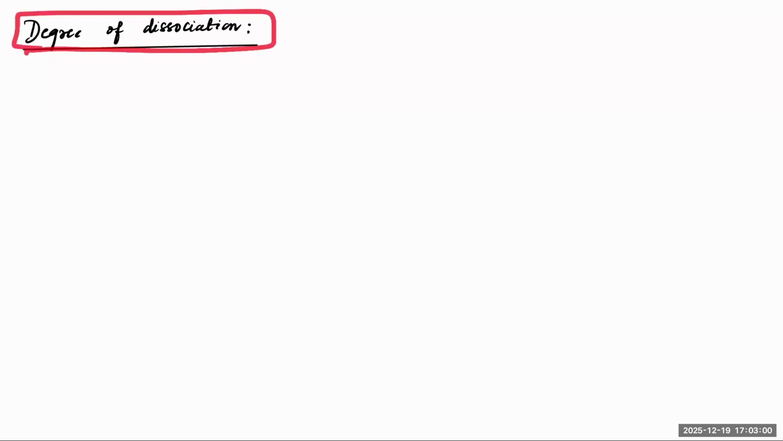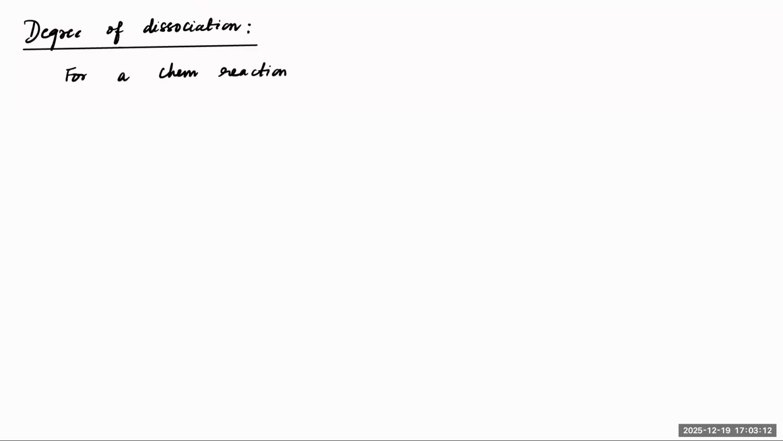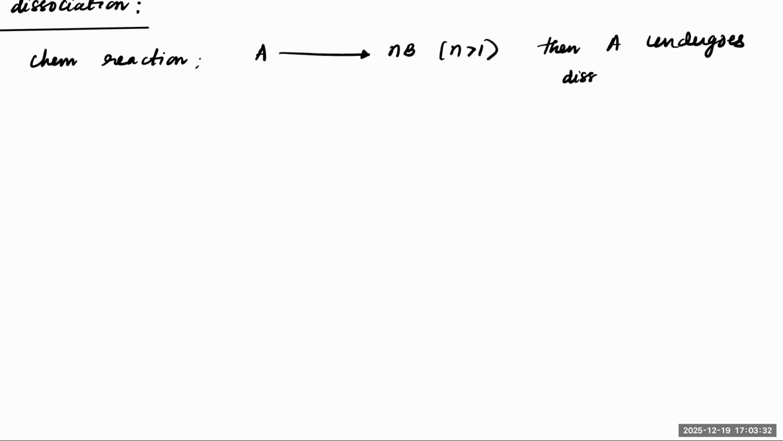So we'll start with the idea what is dissociation in the first place. For a chemical reaction, if let's say A reactant is providing n number of moles of B, where n is greater than 1, then A undergoes dissociation. We say A is undergoing or undergoes dissociation. This, sir, is what logically it means.